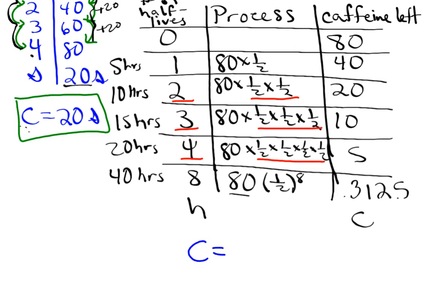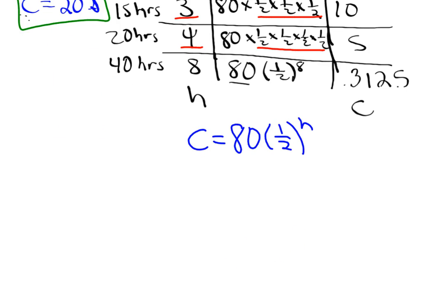So to find the caffeine in your system, you do 80 times 1/2 to the H. The H and the C are my variables. For this, 80 is the initial amount that we have. And we'll generalize this in a minute. But for now, we're going to talk about just this one.